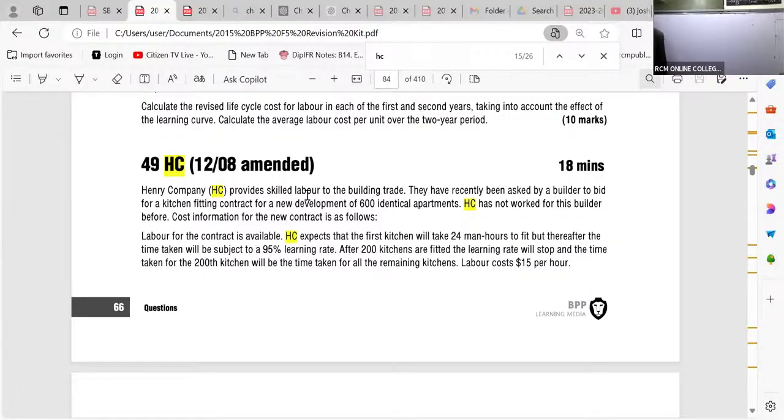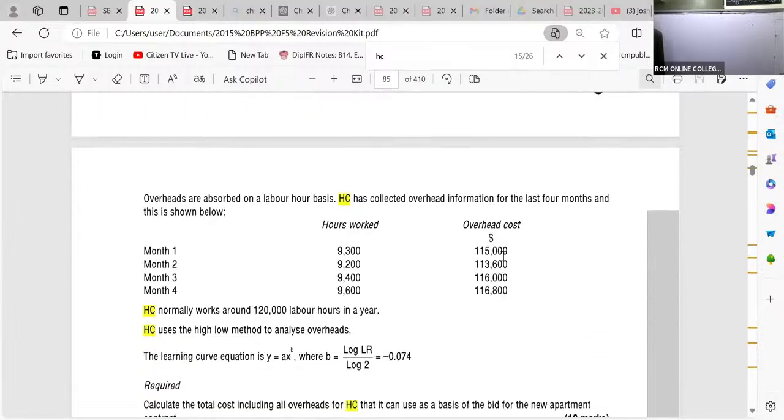Cost information for the new contract is as follows. Labor for the contract is available. HC expects that the first kitchen will take 24 man-hours to fit, but after that the time taken will be subject to a 95% learning rate. After 200 kitchens are fitted, the learning rate will stop, and the time taken for the 200th kitchen will be the time taken for all the remaining kitchens. Labor costs 15 per hour. Overheads are absorbed on a labor hour basis. HC has collected overhead information for the last 4 months, shown below.